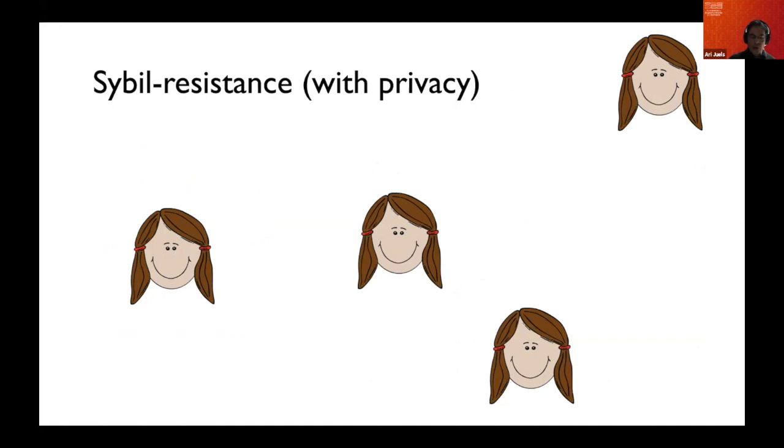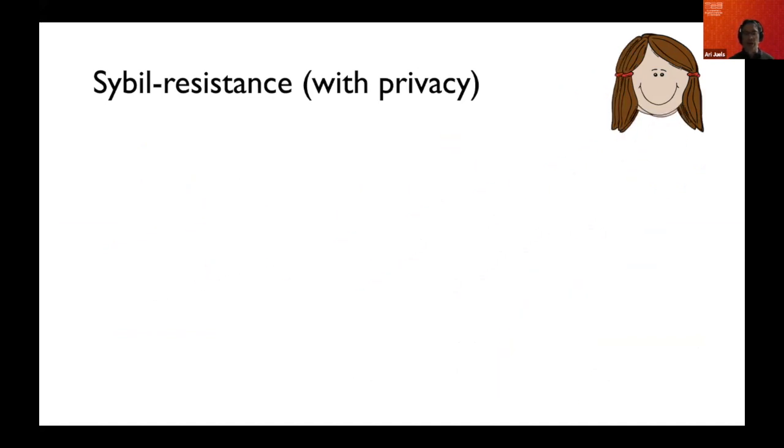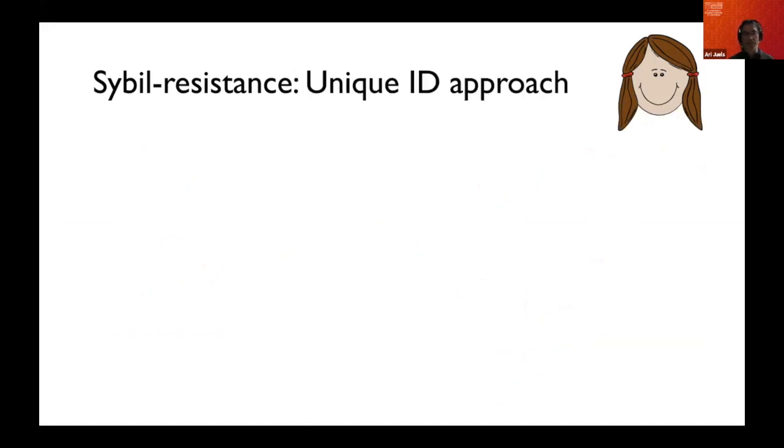We also address the problem of Sybil-resistance in Candid, and we do this in a privacy-preserving way. What Candid does is allow for deduplication of user credentials in a way that doesn't betray user privacy. I'll describe the two different approaches we take to Sybil-resistance in Candid. The first we refer to as the unique ID approach.